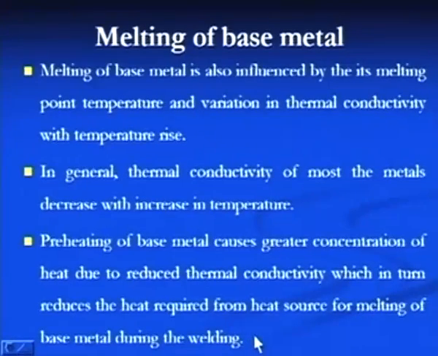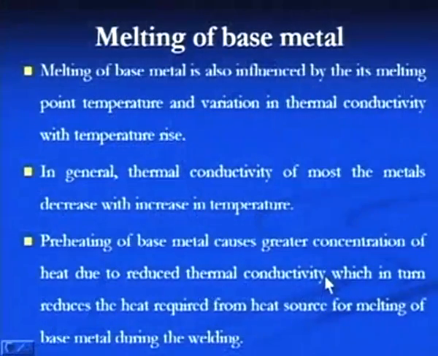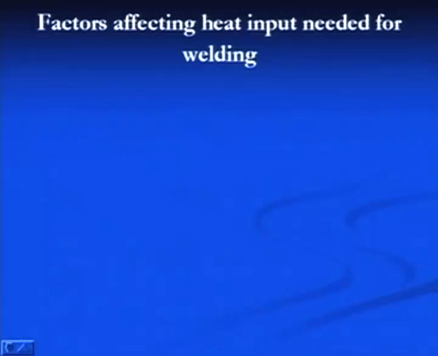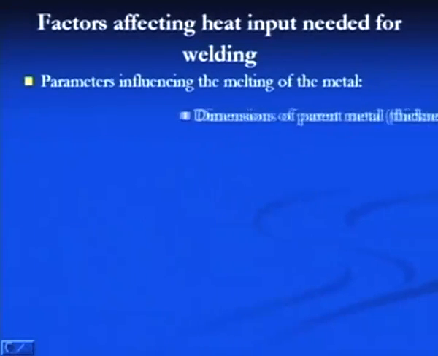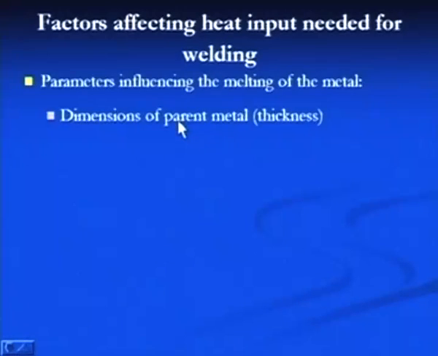So, preheating helps to bring the faying surfaces to the molten condition, because preheating lowers the thermal conductivity of the base metal. There are a number of factors affecting the heat input required for welding. The parameters which affect the melting of the base metal are dimensional parameters, like the thickness of the parent metal. Greater the thickness, higher the heat input required for the welding process, because heat is transferred rapidly away from the faying surfaces. The thermal conductivity is another important parameter affecting the heat input.